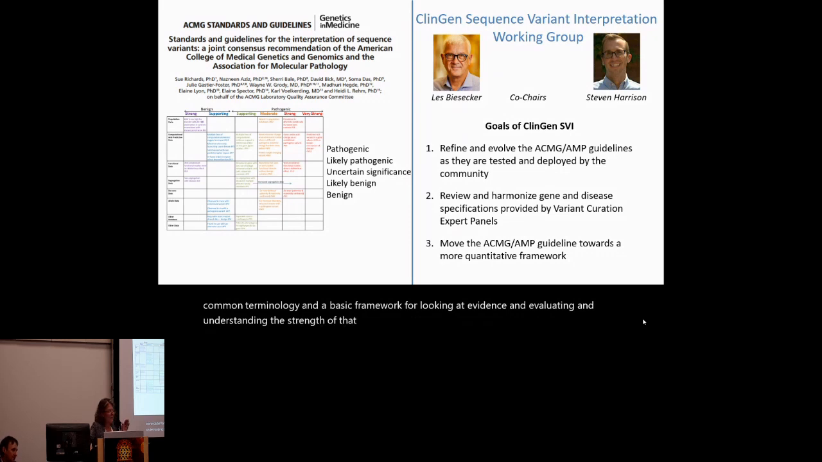strength of that evidence. We then immediately formed a Sequence Variant Interpretation working group within ClinGen with the goal to refine and evolve those guidelines as they were tested and deployed by the community. Also, we manage all these expert panels I mentioned, and so this group is reviewing and harmonizing the gene and disease specifications for each of those different disease areas. So what's the allele frequency that is the threshold to call a variant benign for this gene? Or how good is this functional assay for this gene?